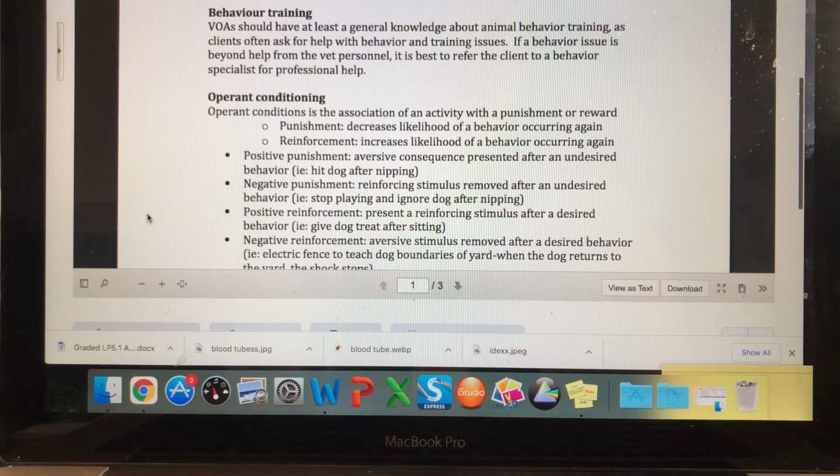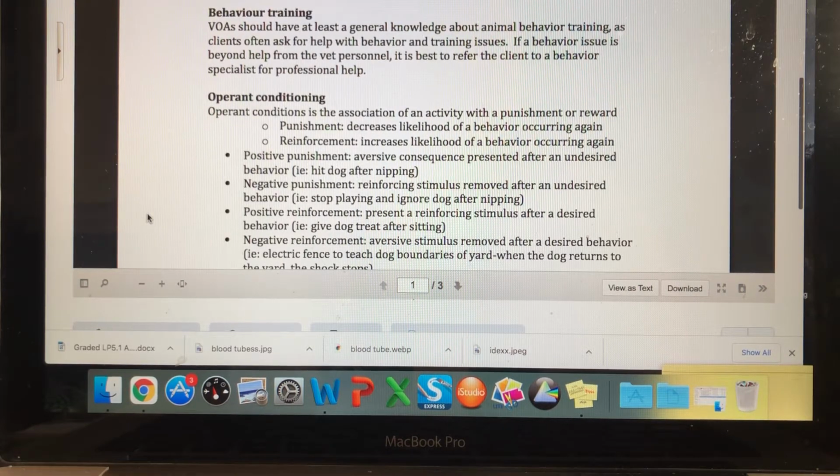Or even just basic housebreaking, teaching dogs to go outside, or cats, you don't really need to teach them to use their litter box. But we can offer advice about litter box issues as well, right? So those kinds of things we can talk about, but anything deeper than that, I would refer them to a behavioral specialist.